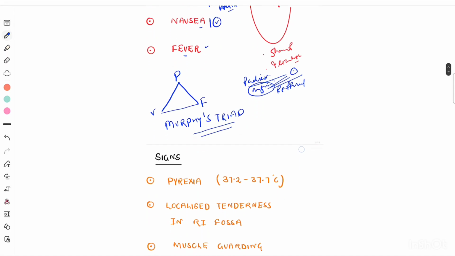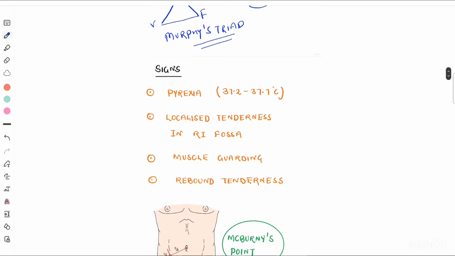So let's now discuss the signs. So there will be pyrexia or fever around 37.2 to 37.7 degrees Celsius. There will be localized tenderness in the right iliac fossa, meaning there will be pain on palpation in the right iliac fossa at McBurney's point. So what is McBurney's point? We are going to discuss this in this picture.